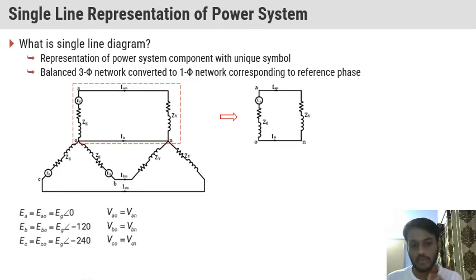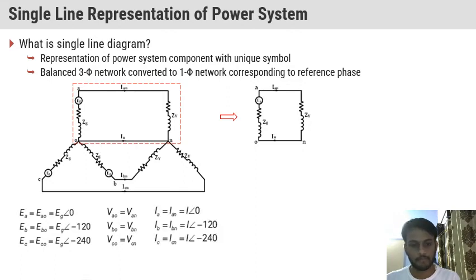Here we have a star-connected load. In star connection, you already know there is a similar phase voltage and line voltage. So here VA0 is equal to VAN, VB0 is equal to VBN, and VC0 is equal to VCN. Sometimes you can say VC naught is equal to VCN.